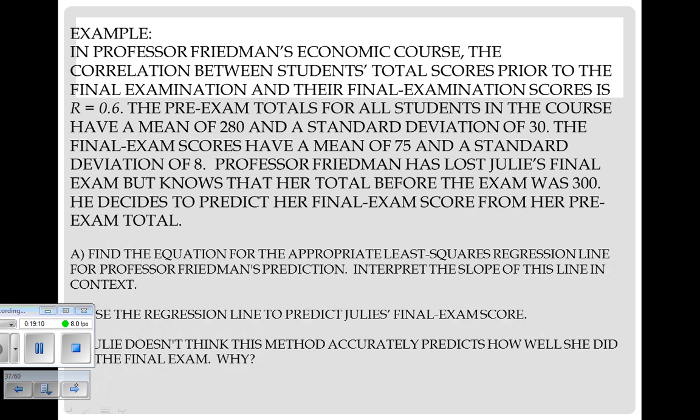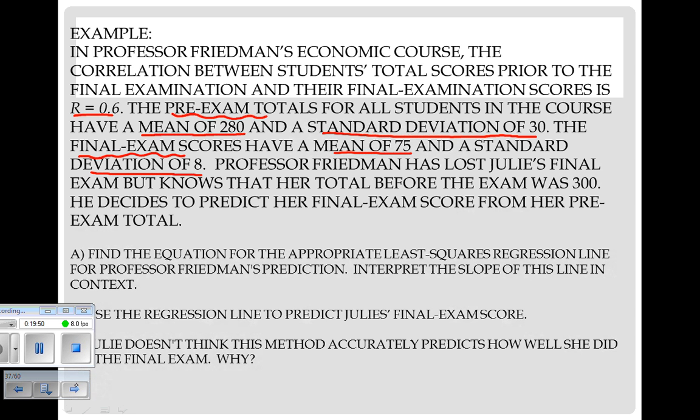All right. In Professor Friedman's economics course, the correlation between students' total scores prior to the final exam and their final examination scores is r equals 0.6. The pre-exam totals for all students in the course have a mean of 280 and a standard deviation of 30. Okay, so let's see, I know this so far, and that's important. The final exam scores have a mean of 75 and a standard deviation of 8. So that's for the final exam, that's for the pre-exam.